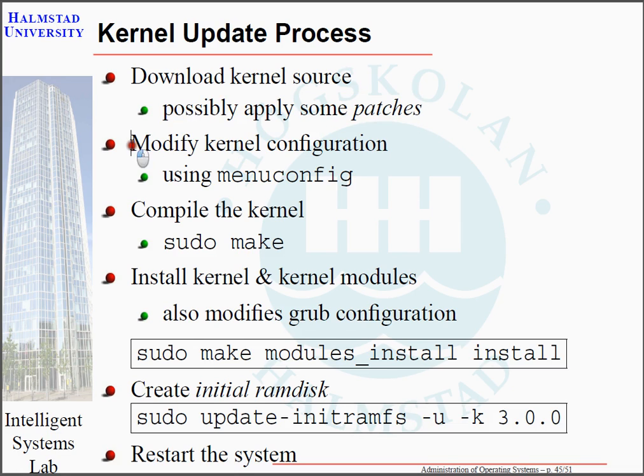So the first step is typically to modify kernel configuration. There is a tool called menuconfig for that. After you do this, you compile the kernel, then you install the kernel and the modules. You can use this kind of command, and this one will also change the GRUB configuration for you. You want to create the initial RAM disk and then restart the system.